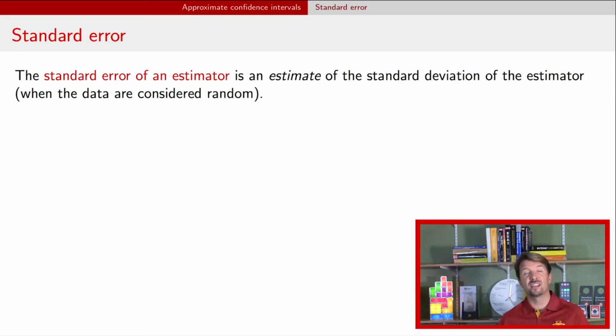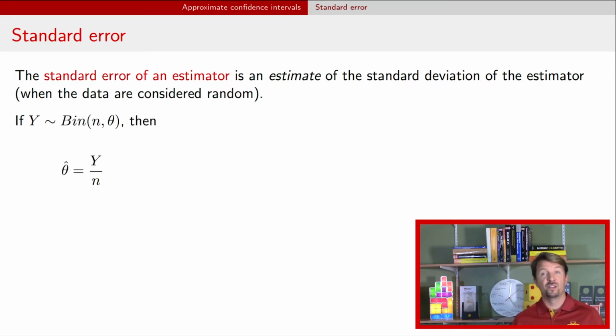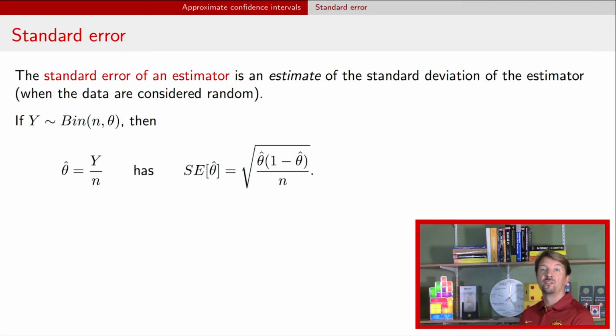All right, so let's look at a couple of examples of the estimates that we're talking about. Here's the first example. Suppose we have binomial data with a number of trials n and a probability of success theta, and we're interested in estimating theta. We'll usually do that through the sample proportion, that is y, the number of successes, divided by n, the number of trials. And we can calculate the standard error here, and that is the square root of theta times 1 minus theta divided by n.